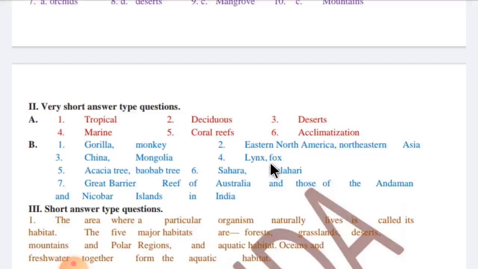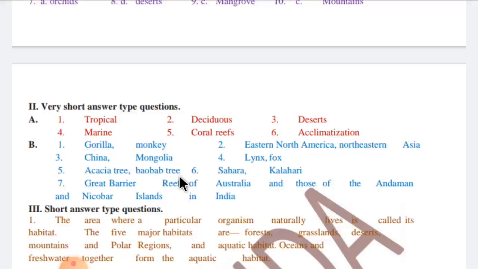Lynx and fox. Let's see the fifth one. Acacia tree. Sorry, let's see the first question. Plants found in grasslands are acacia tree and baobab tree.